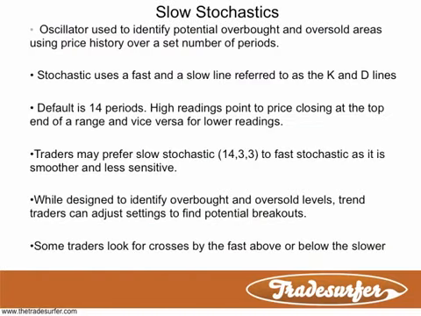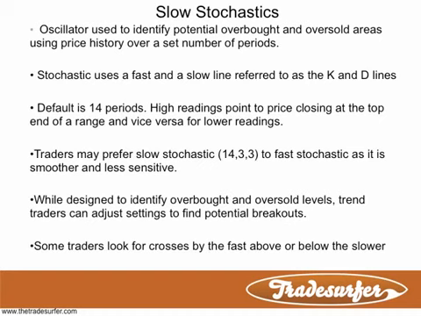Now I've mentioned here slow stochastics. Slow stochastics is just a slowed down version versus fast stochastics, and I think a lot of traders like to use this because it's smoother and less sensitive to near-term price changes. Now it's an oscillator and it's used to identify potential overbought and oversold areas using price history over a set number of periods. Generally the default is going to be 14 periods.